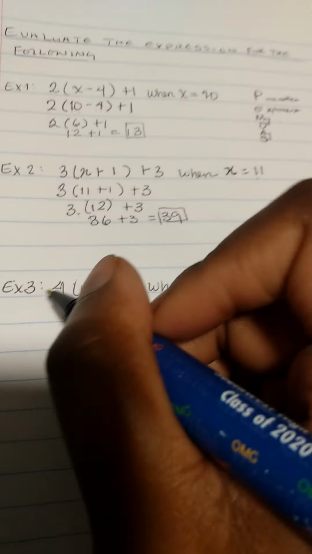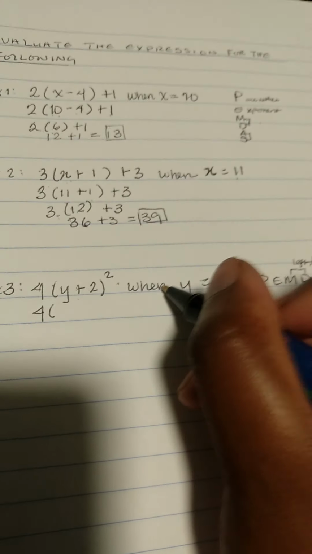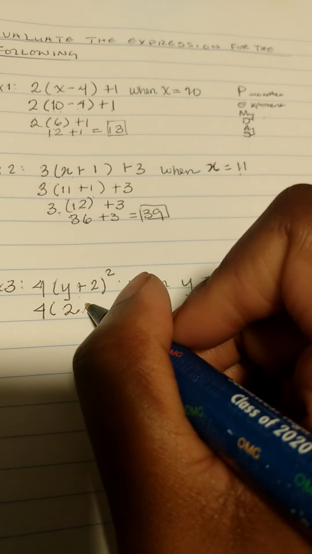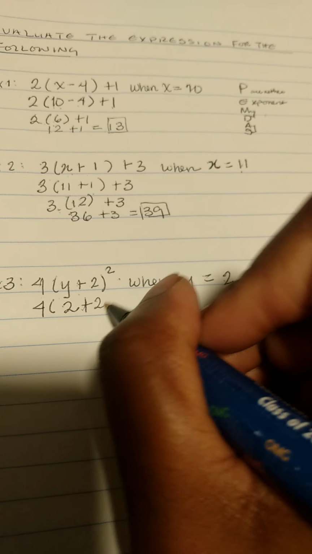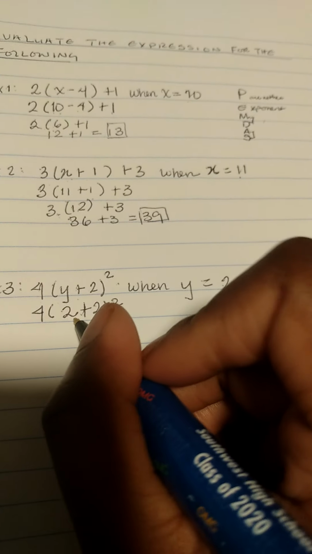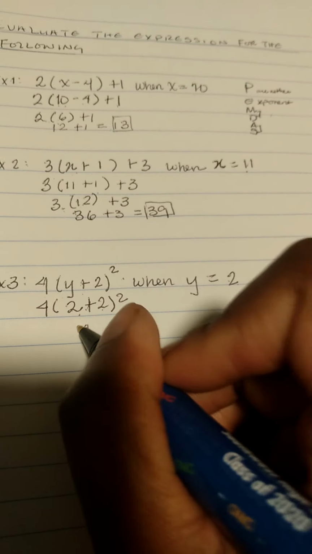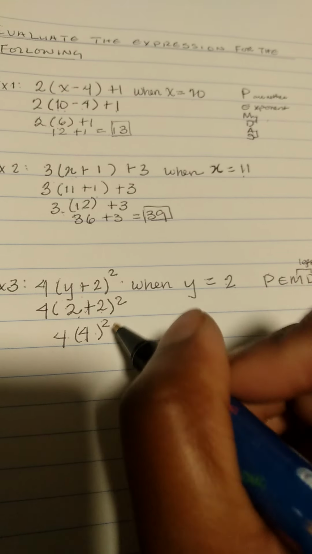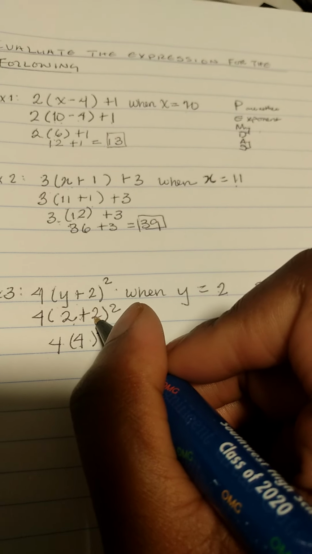So first, again, I rewrite, and where I see my variable, I'm going to replace it with the number I have to evaluate. So when y is 2, 4 times (2 plus 2) squared. 2 plus 2 gives me 4. 4 times 4 squared. I have done what's in my parentheses.